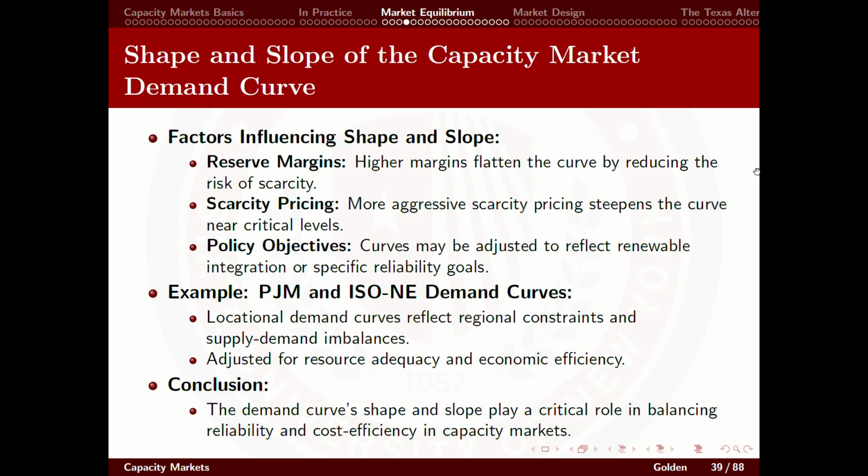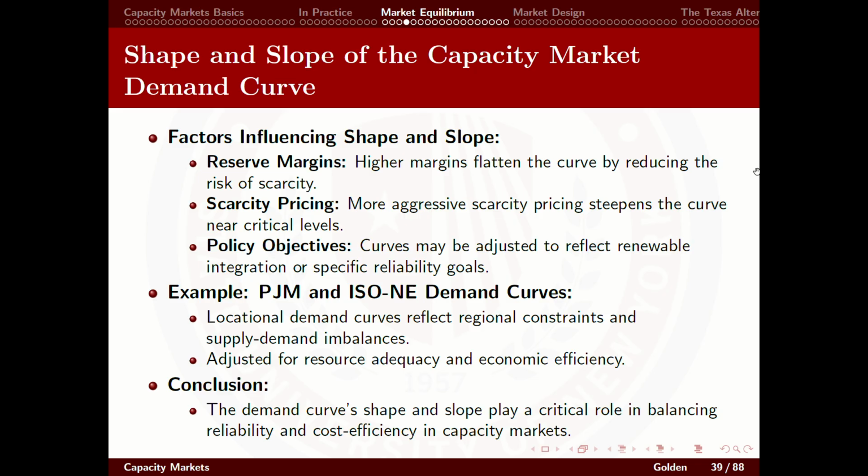So if you are pretty confident that your scarcity pricing is high enough that people are willing to take a risk on that scarcity pricing for the variable costs coverage, then you might decide that less of the cost of new entry needs to be covered by the capacity market. And obviously, the curve should be shaped to meet policy objectives. It should be adjusted to reflect renewable energy integration and specific reliability goals held by the ISO.